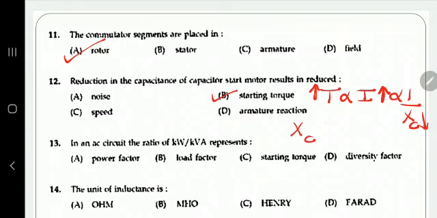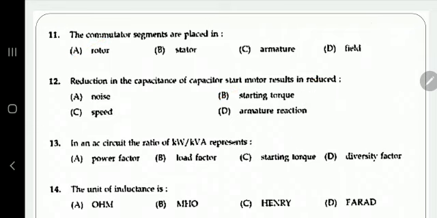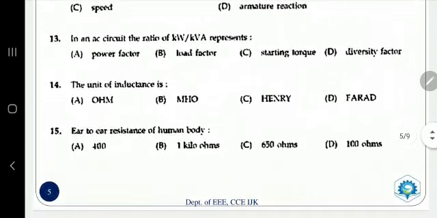XC value should be reduced means the capacitance value should be increased. Why? Because they are inversely proportional to each other. So for a higher capacitance value only the torque will be improved. So we can say that for improving the torque, higher capacitors should be used. If we are reducing it, the reverse effect happens. When we reduce the capacitance value, the starting torque will also be reduced. Let's move on to the next question, question number 13.